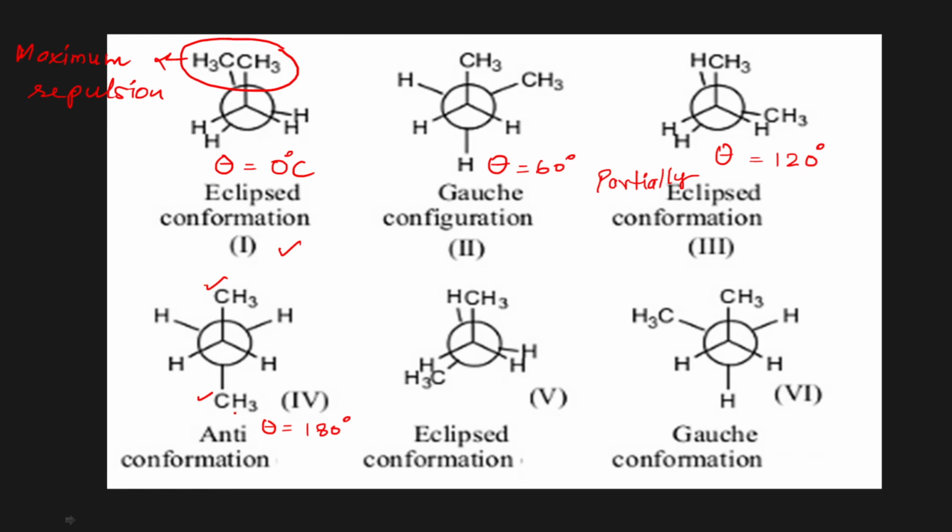We are taking another rotation. So we go on to theta, which is equal to 240 degrees. This is again an eclipsed conformation, which is similar to structure 3. So if you're looking at structure 3 and you're looking at structure 5, both seem to be mirror images of each other. So this is also a partially eclipsed conformation.